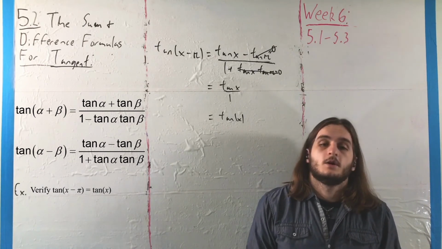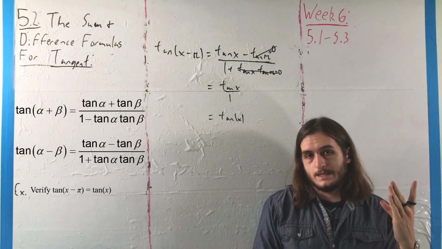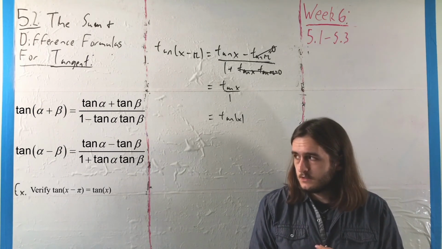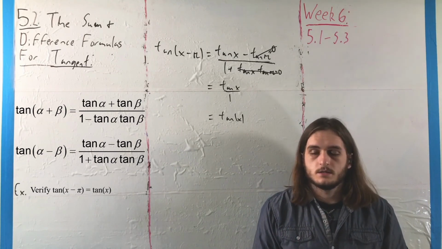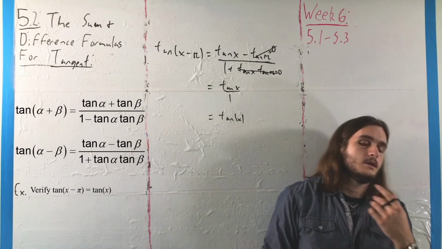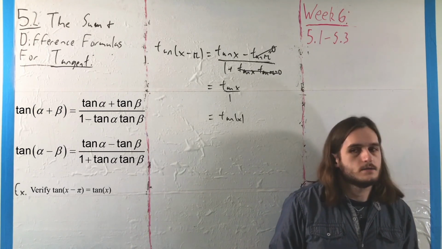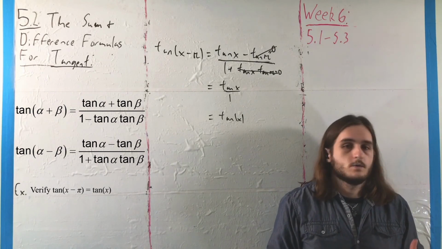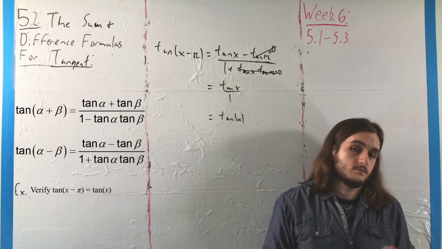In any case, we're going to finish here by moving into section 5.3, where essentially, most of what we're going to do is apply these formulas specifically to cases where we are looking at multiples. That is, we're going to look at the double angle formula as well as the half angle formulas, and using those, we're going to get things called the power reducing formulas. That's all 5.3 stuff, which we'll see next.